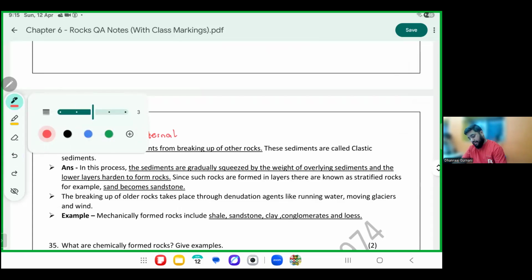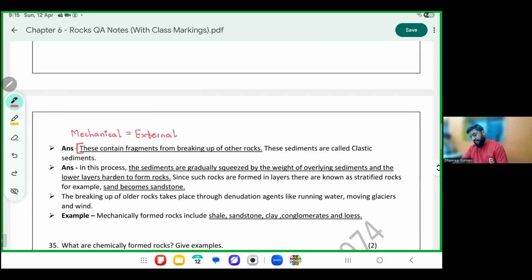They contain fragments from breaking up of other rocks. These are called as, please mark the name, clastic sediments. Fragments from breaking up of other rocks. Other rock segments are there.